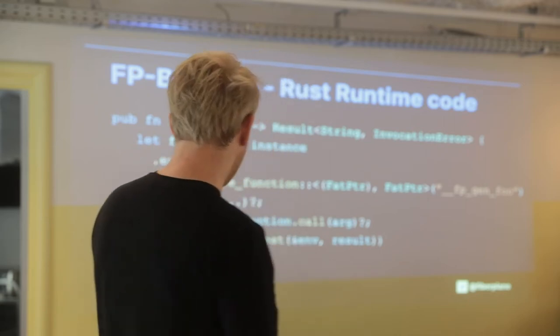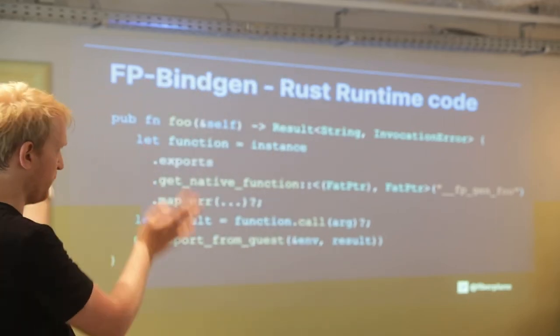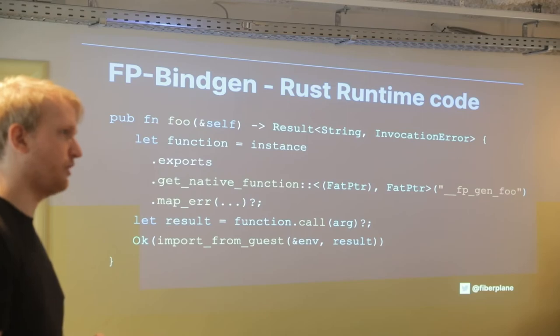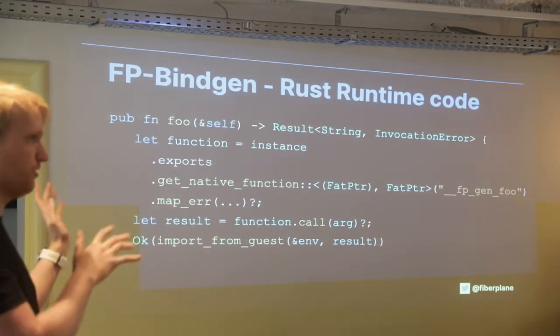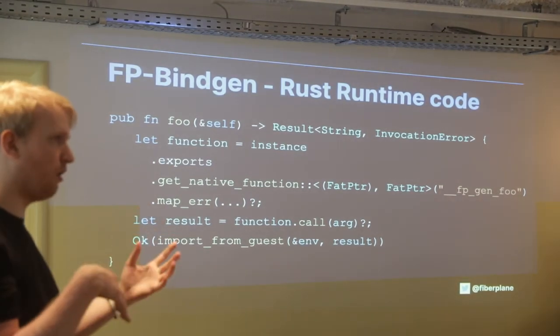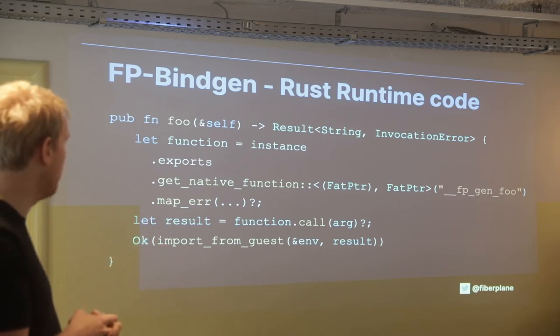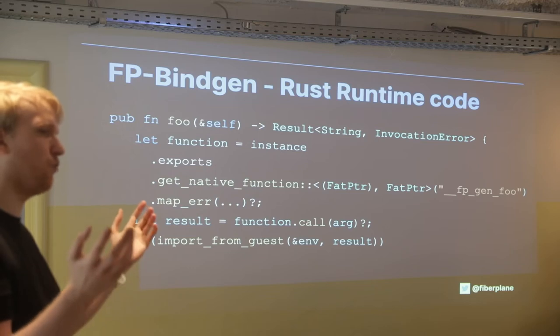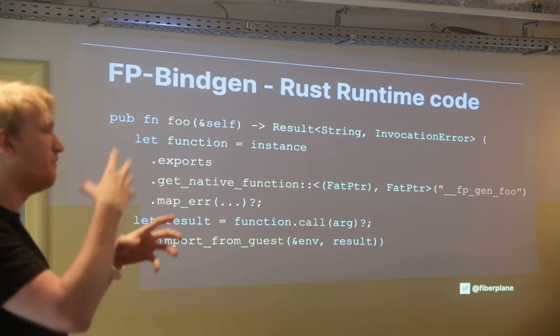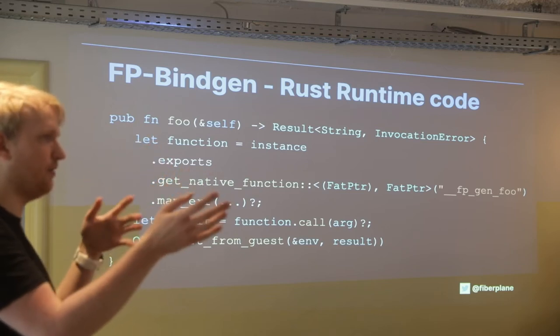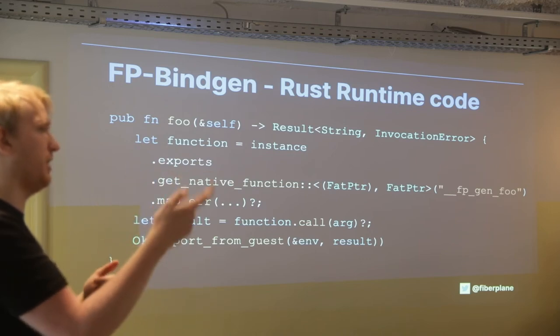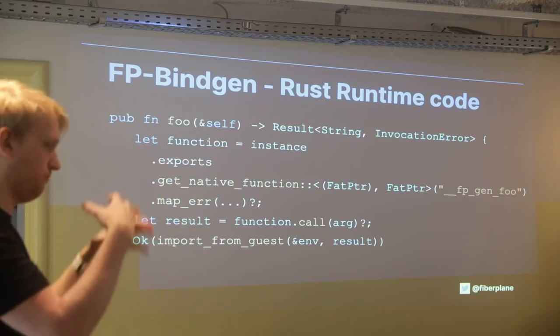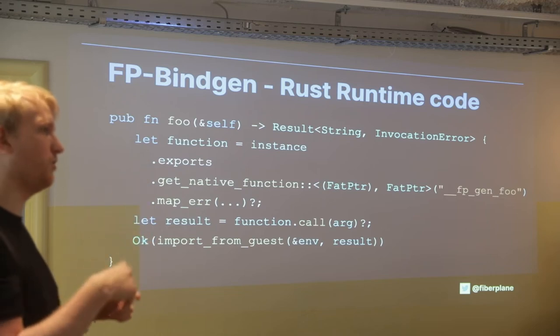What does it look like on the runtime then? So this is part of a bigger struct implementation for the actual runtime. There's some support stuff and actually compiling the WASM module that we generate. But basically we define a foo function that takes self, so that is the WASM host environment, like the memory it has allocated and various things.